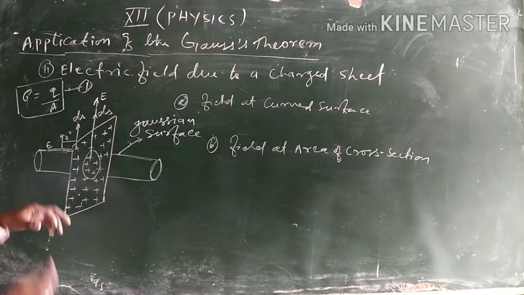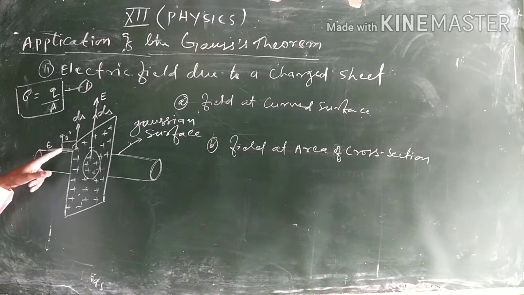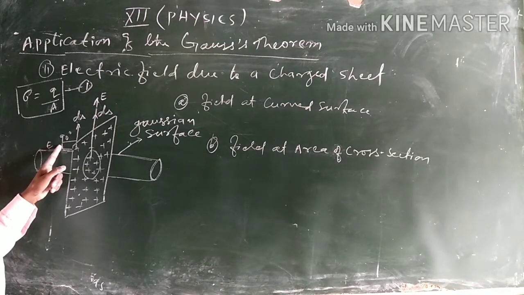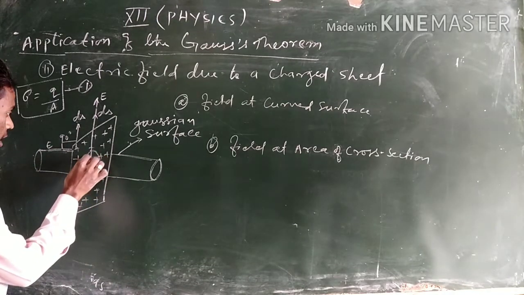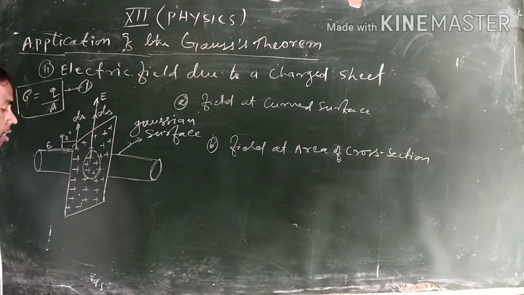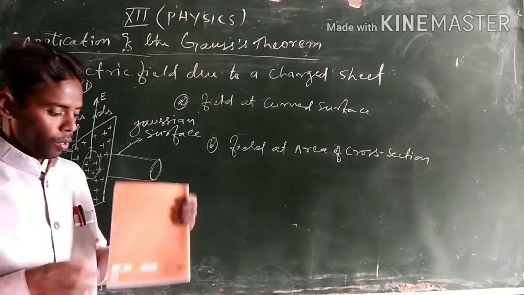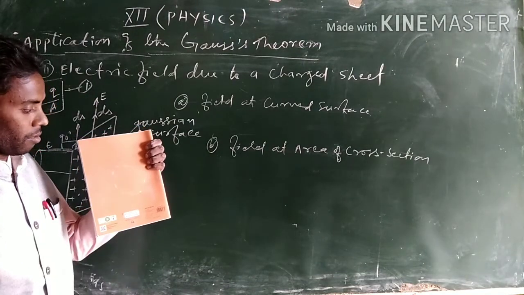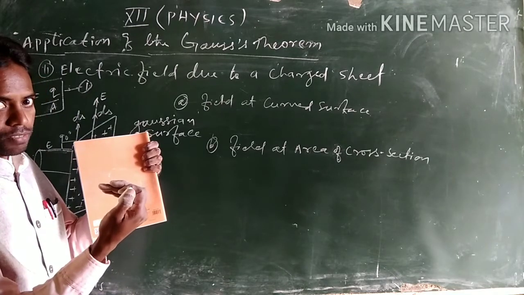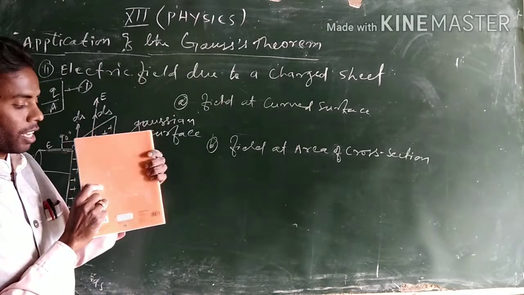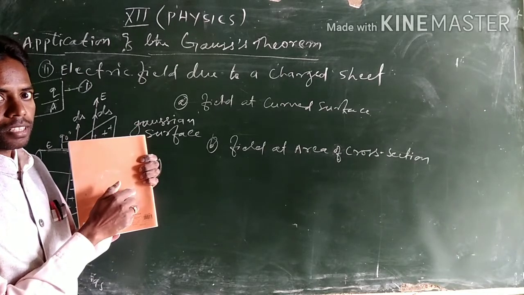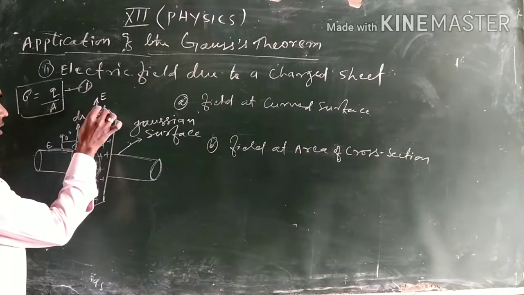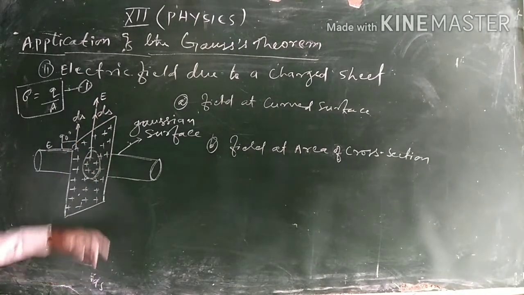Here the angle between the area of this Gaussian surface and the electric field is 90 degrees, right? On this face, this is the area of cross section. Then this side also has one face and this side also one face, which are the areas of cross section. The angle between the electric field and ds on these faces is 0 degrees.